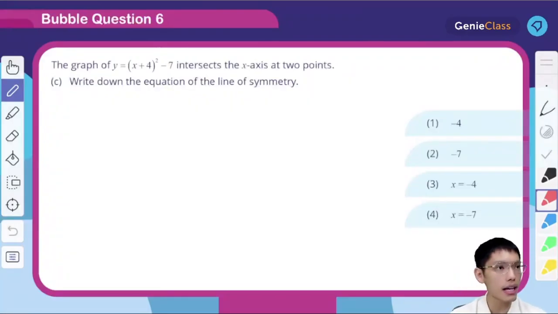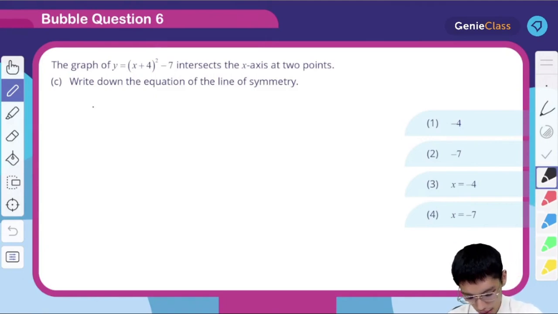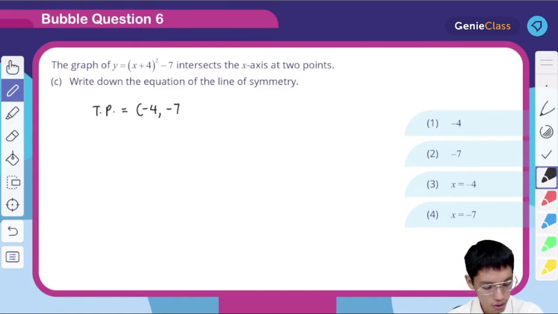Okay, this one should be quite fast. 30 seconds. Okay, I have my turning point. I give you the turning point. What is the line of symmetry? Launching the bubble launcher in 3, 2, 1. Let's go. What's my turning point? What's my line of symmetry?